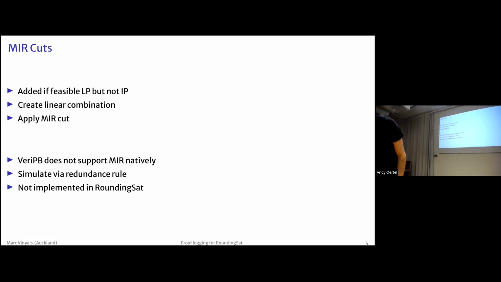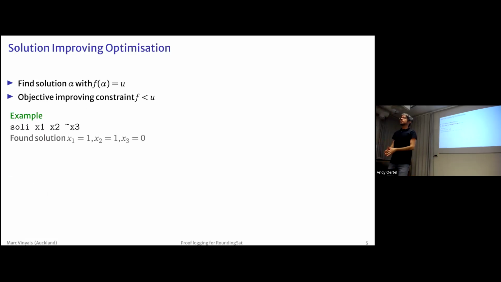Good. So that was everything that's related to decisions. Now let's talk about optimization. There are two optimization modes that RoundingSat does. There's solution improving, and there's core guided. So logging solution improving, that's the first thing that we'll do. That's fairly easy again.